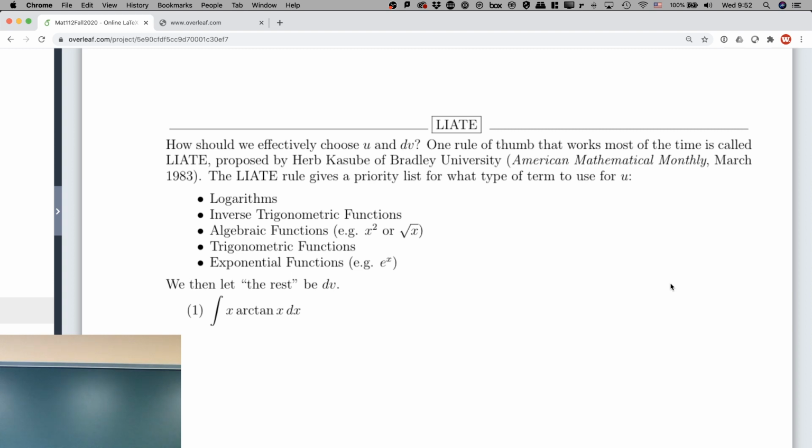Interestingly enough, the book does mention LIATE, but I didn't see the reference to it. I learned this rule probably in high school, and it was definitely something in my bag of tricks for teaching when I got to graduate school and started TAing. My first job out of graduate school, I was a visiting professor at Bradley University, which those of you from the Midwest maybe have heard of. It's in Peoria, Illinois. And basically, I was replacing somebody who was on sabbatical for the year.